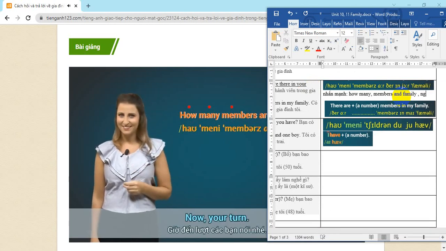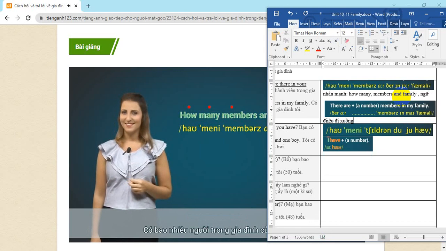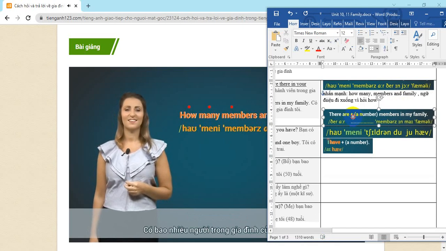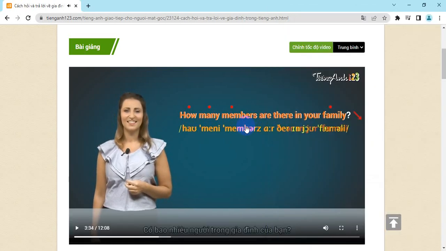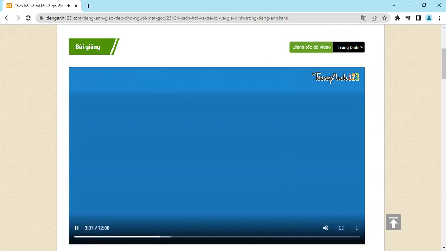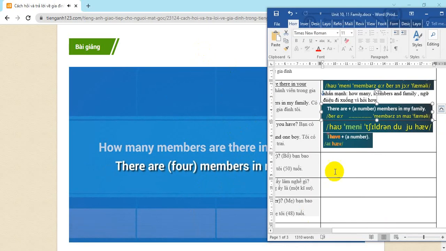Now your turn. How many members are there in your family? Very good. How many members are there in your family? There are 4 members in my family.